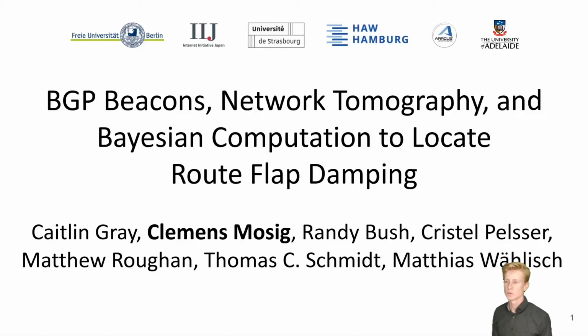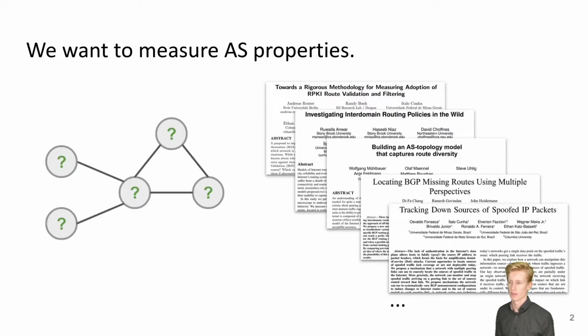In this presentation, we use BGP beacons, network tomography, and Bayesian computation to locate route flap damping on the internet. A common goal in internet research is to measure AS properties on the internet efficiently. Such properties might be filtering of IP prefixes, censorship, or specific traffic engineering policies.